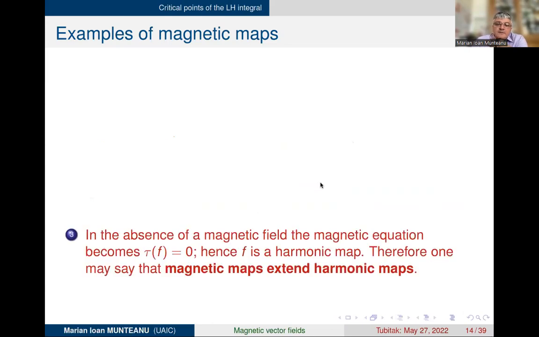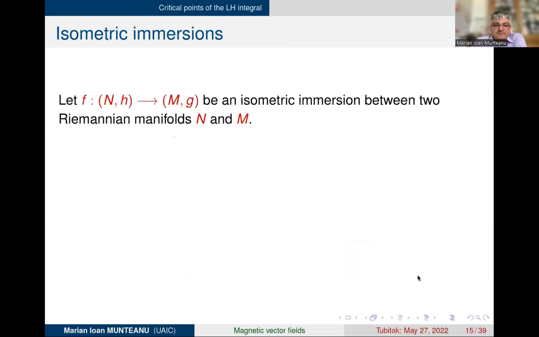And of course, if the magnetic field is absent, so F is 0, phi is 0, so tau F is 0, meaning that F is a harmonic map. Okay, so this means that with magnetic maps, we extend also magnetic curves and also harmonic maps.